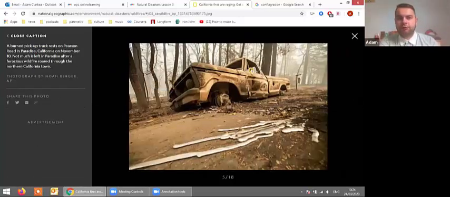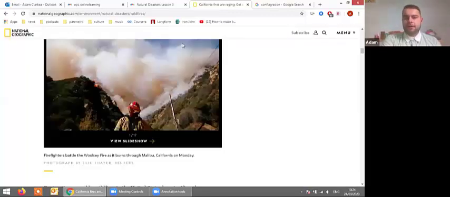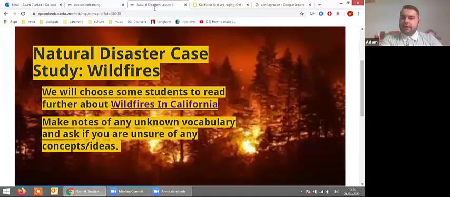A burned pickup truck rests on Pearson Road in Paradise, California on November 10th. Not much is left in Paradise after a ferocious, dangerous wildfire roared through the Northern Californian town. So these can be very destructive and can cause a lot of damage, our wildfires. So we've looked at our case study.